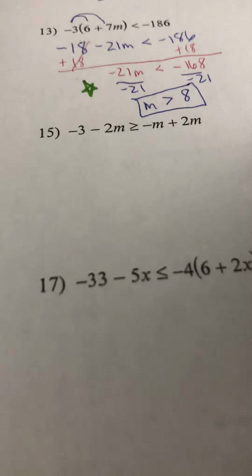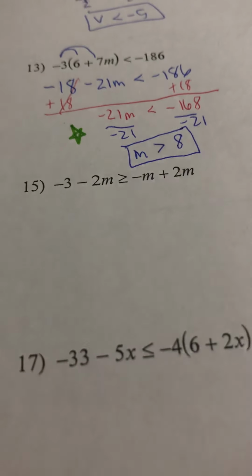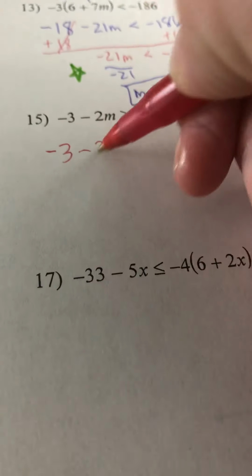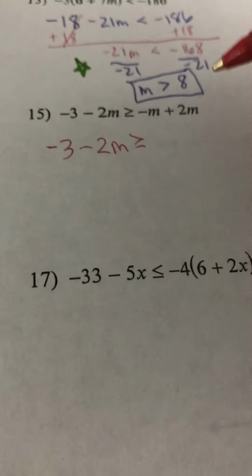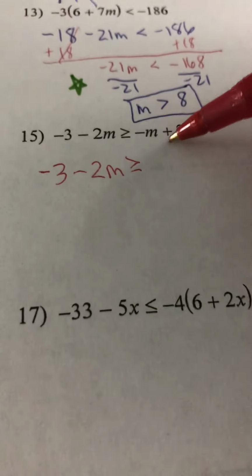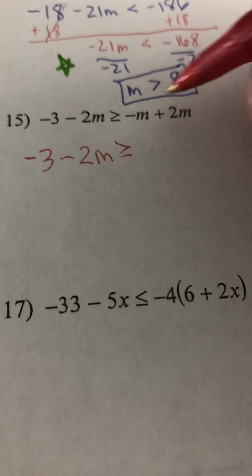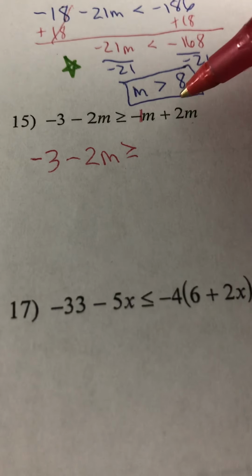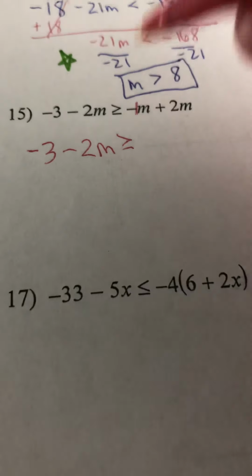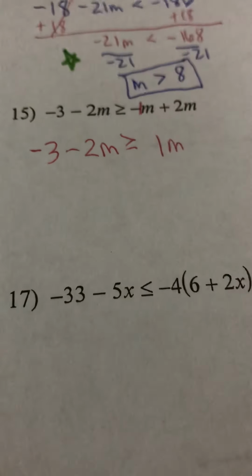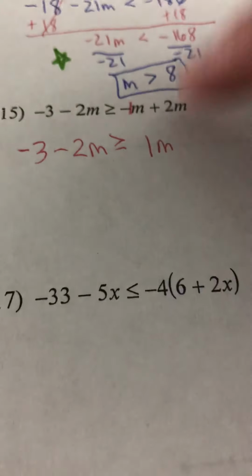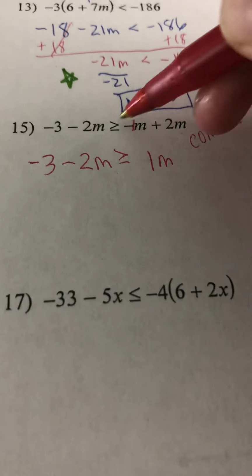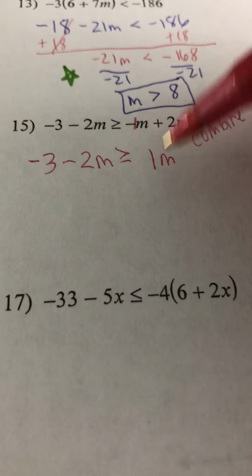Ooh, number 15, it starts getting a lot more difficult. So first of all, I want to combine like terms. So I've got this negative 3 minus 2m, that's fine. But right here, do you see I have a negative m plus 2m? So basically that's saying negative 1m plus 2m's, and negative 1 plus 2 is 1m. So I can combine like terms whenever they're on the same side of the inequality.